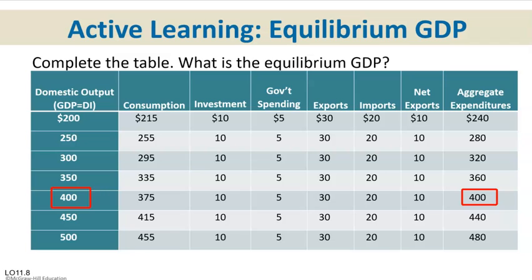So far, we've looked at everything that goes into finding our aggregate expenditures and how to find our equilibrium GDP. In the next lecture video, we're going to look at what happens in an economy if our equilibrium GDP is too low or too high.